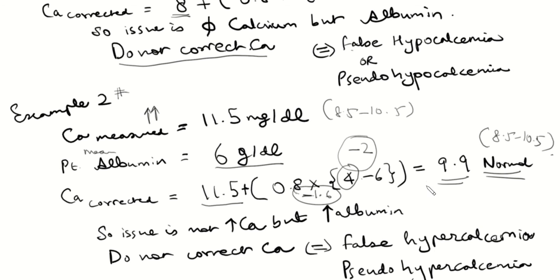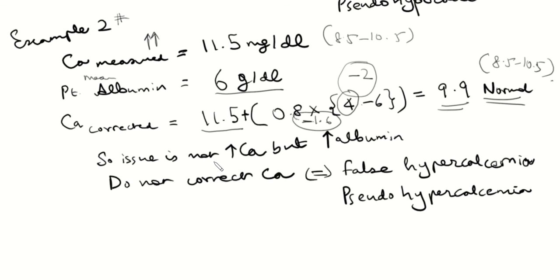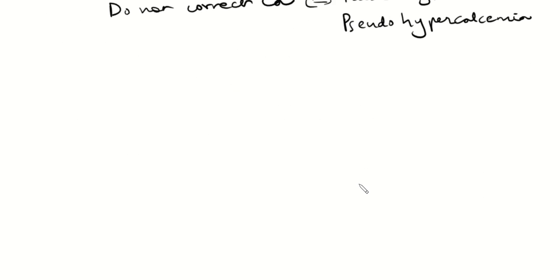Completely normal. So again, it is not an issue of increased calcium. So this would not be a candidate for management of hypercalcemia. You with me on this? Because it's an issue of albumin, which is high, which is causing the lab values to appear high to you. And that's how we measure calcium. It's the overall amount. So do not correct calcium in this case. This is false hypercalcemia or pseudo hypercalcemia. Okay? Guys got it? Easy, right?